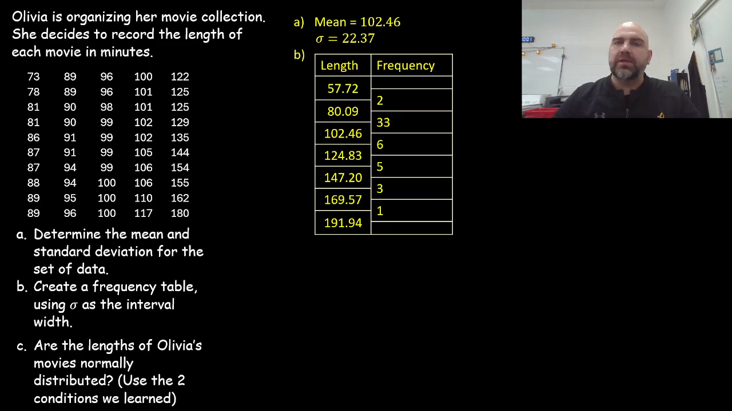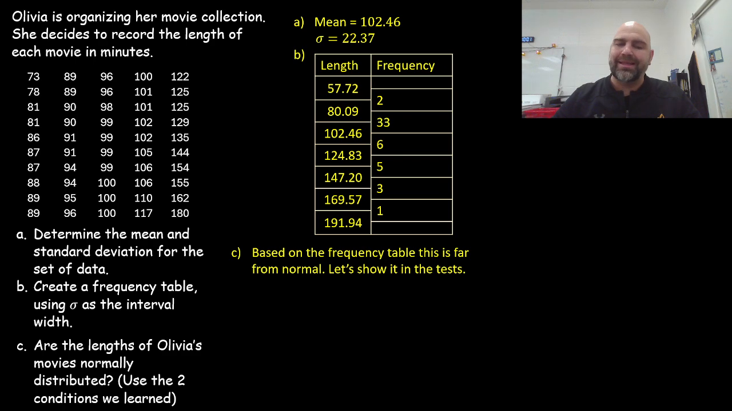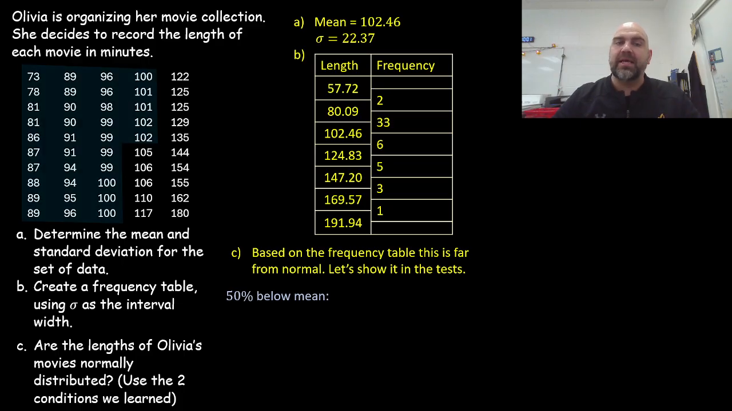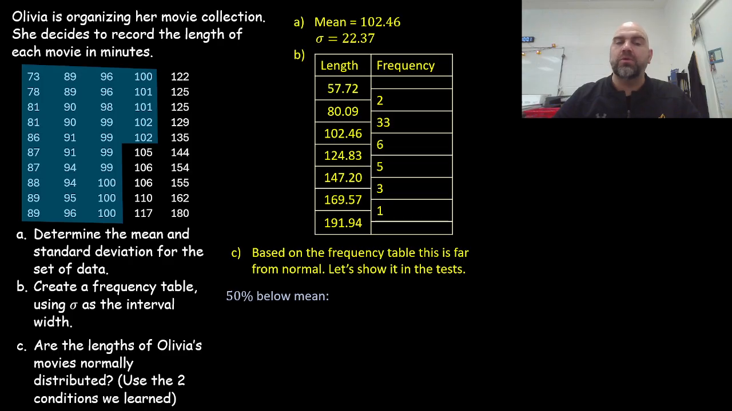Now, here's a couple of questions. It asks, are the lengths of Olivia's movies normally distributed? And we're going to use the two conditions that I have taught in class. If you're unsure what those conditions are, we're going to go through them right now. Condition number 1 is, are 50% of the data points below the mean? The mean is 102.46, and that means that all of these are below the mean. Well, is that about half?